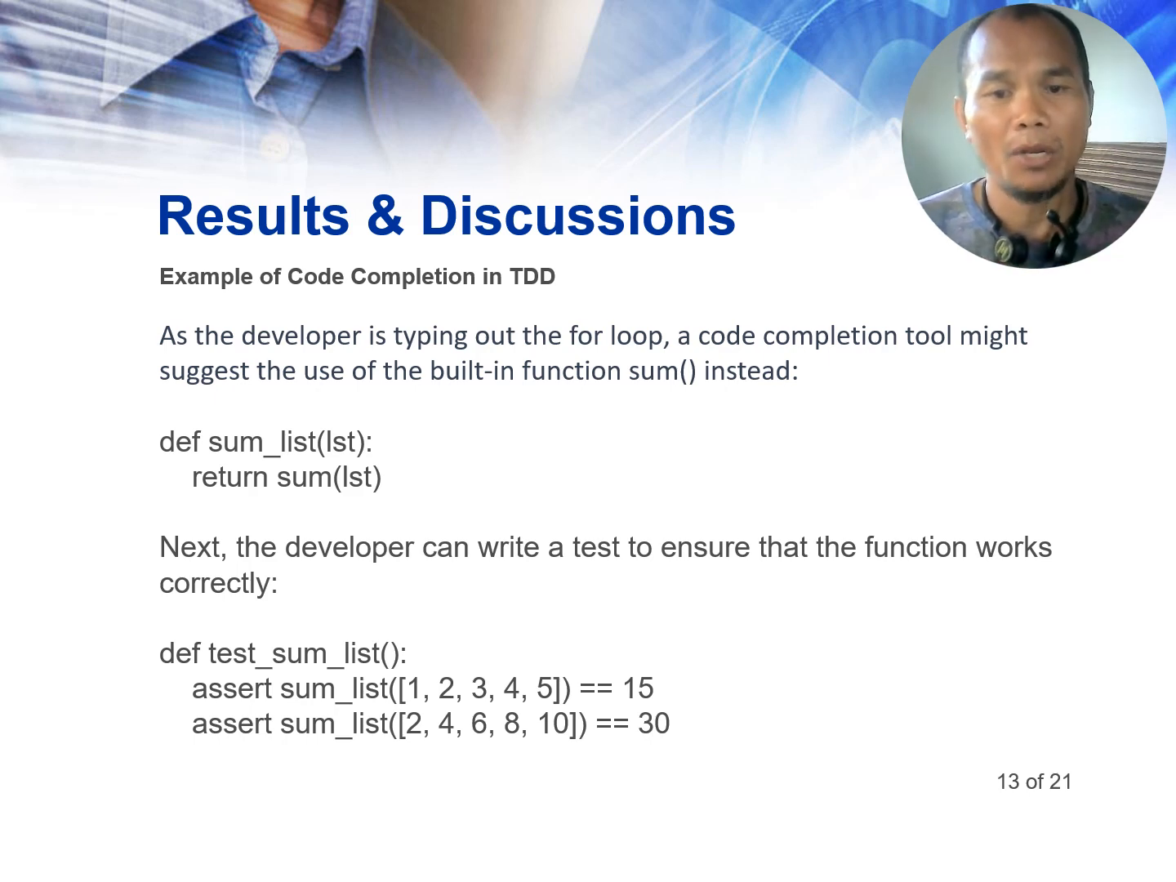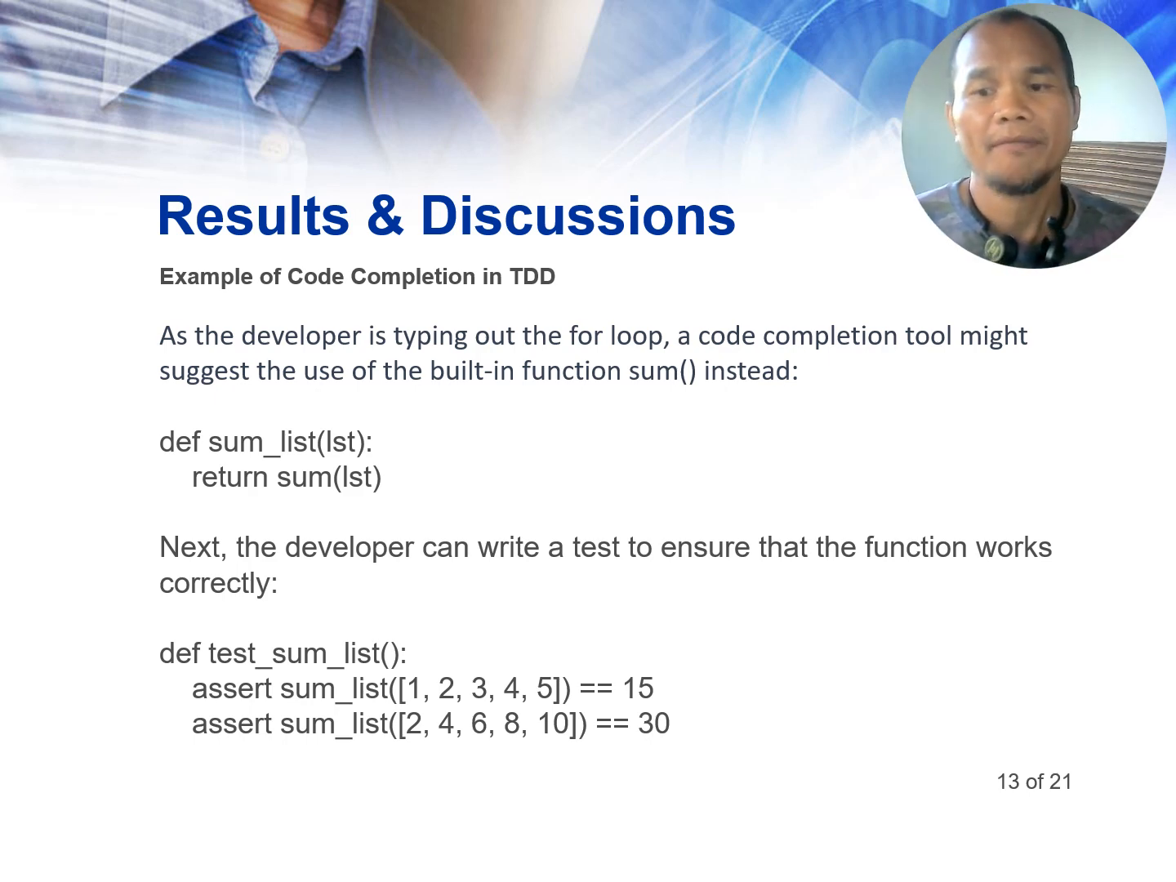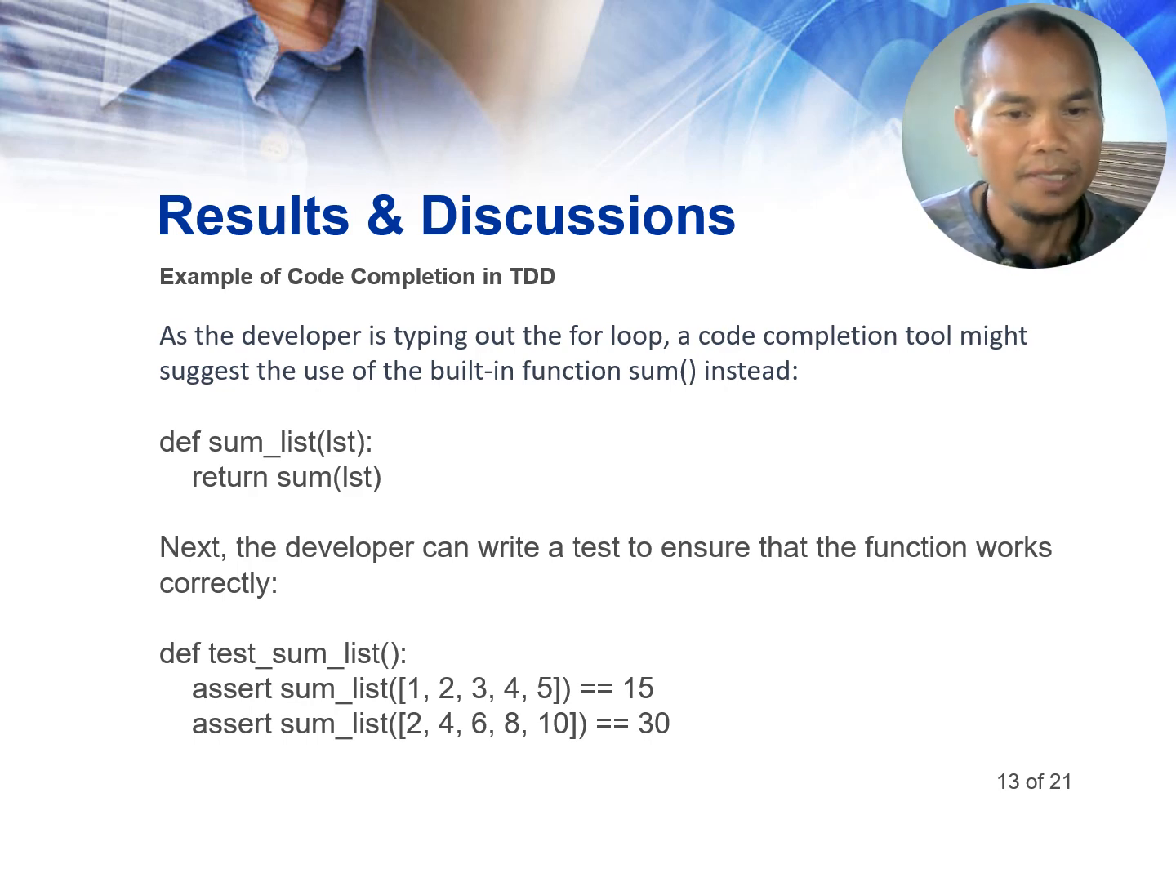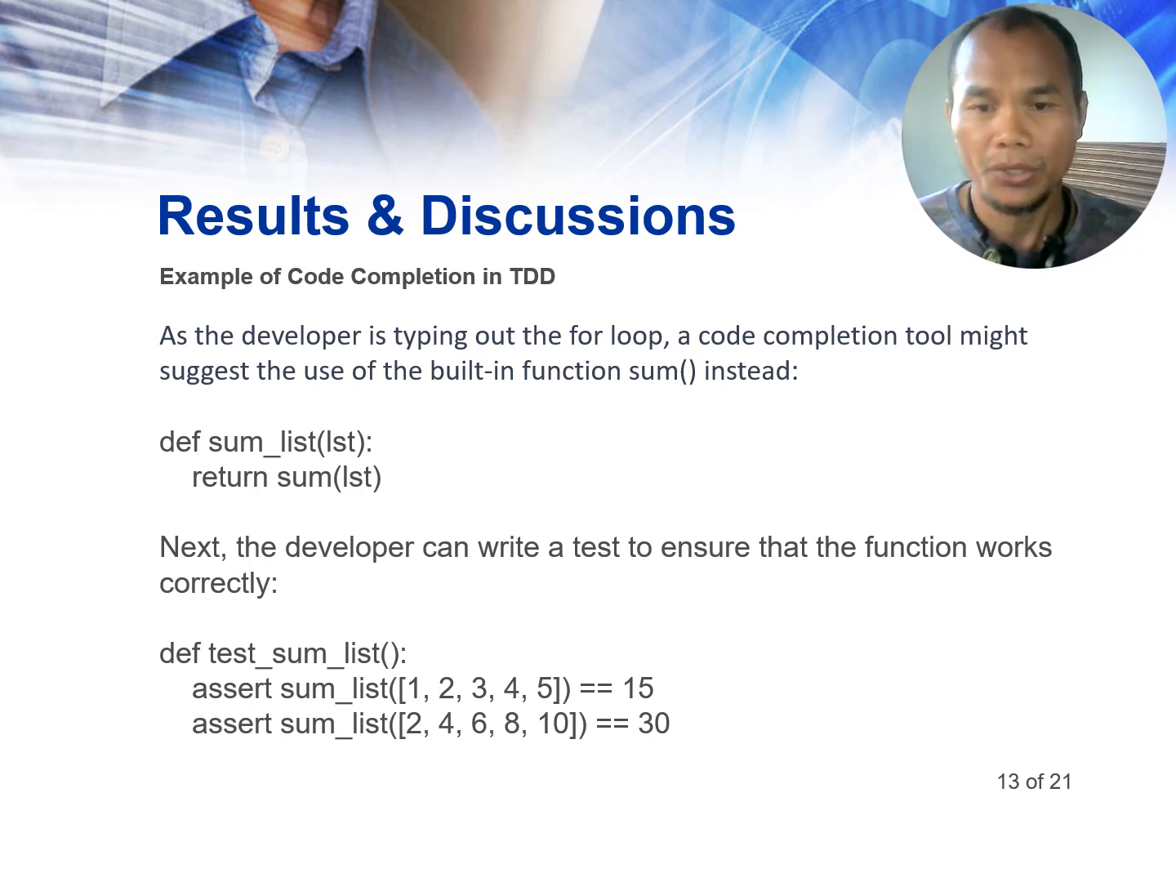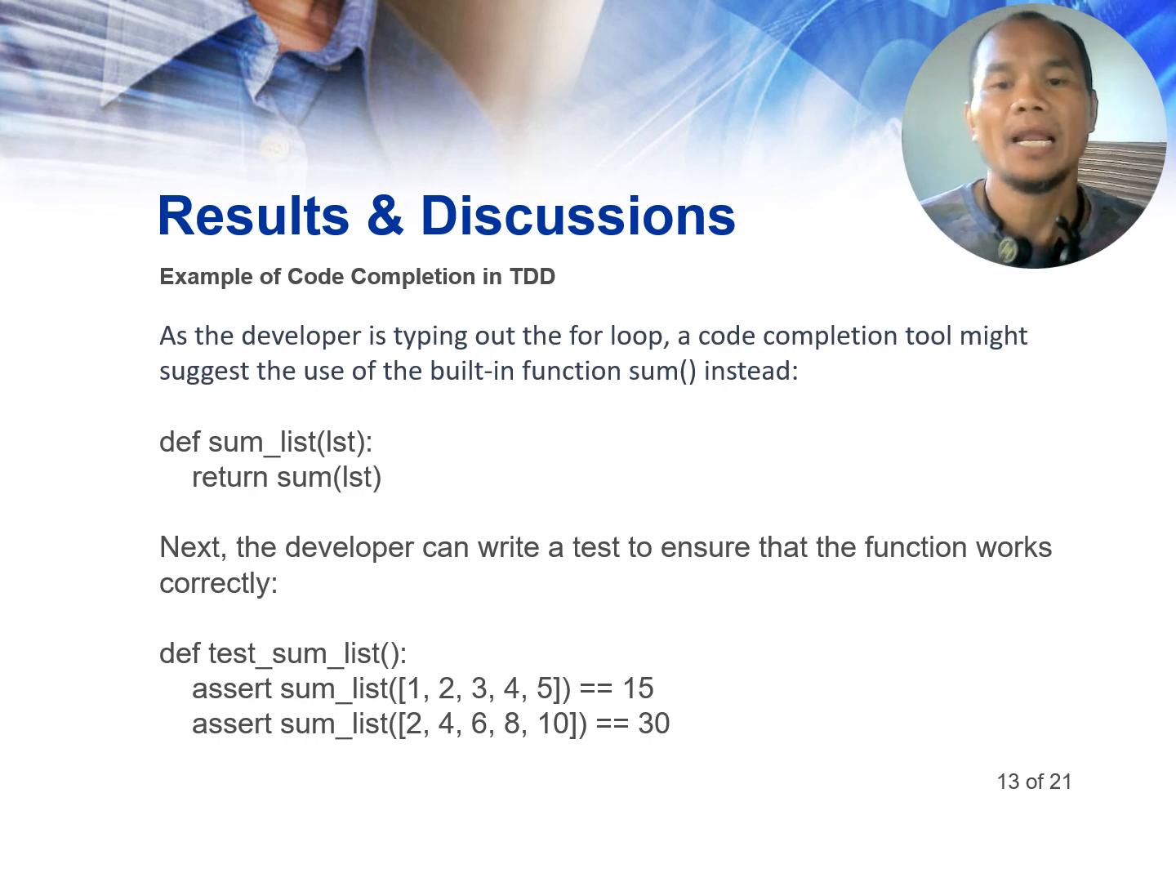Next, the developer can write a test to ensure that the function works correctly. So this is the bottom code. This test will pass if the function correctly calculates the sum of a list of numbers. Overall, code completion in TDD can help improve the speed and accuracy of the development process, allowing developers to focus on writing high-quality code and tests.